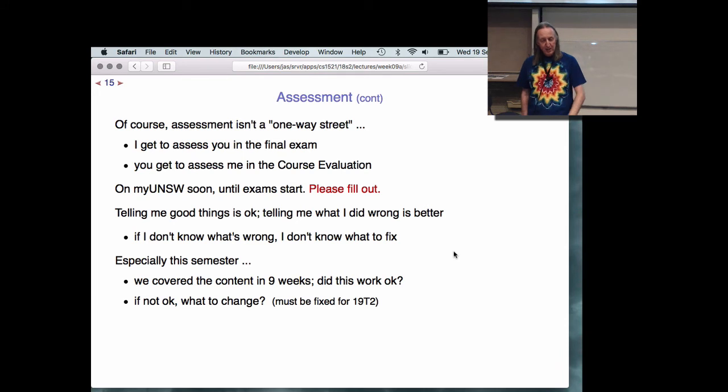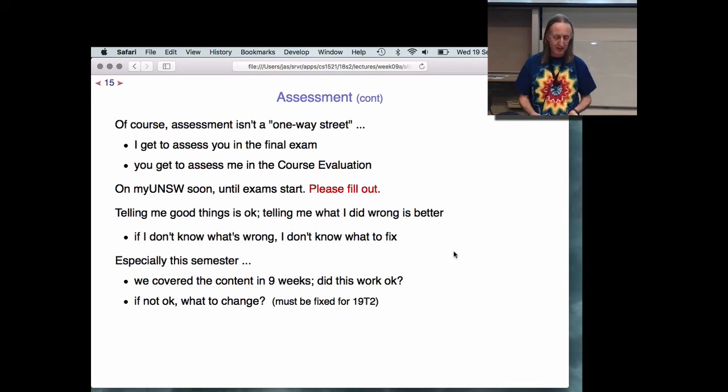Right, so assessment: I get to assess you, you get to assess me and the tutors. My Experience will come online in a couple of weeks' time. We always ask you to fill it out. Andrew Taylor thinks that large sample sizes are bullshit, and they introduce bias, and he'd love it if we had 10% of you filling it out. But unfortunately, the university thinks that giant sample sizes are a good thing, and they want 50% of the class to fill out My Experience.